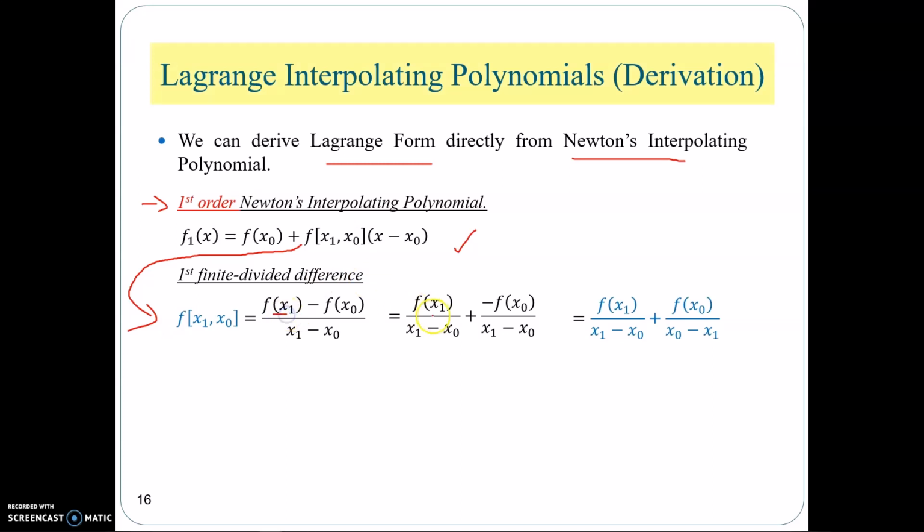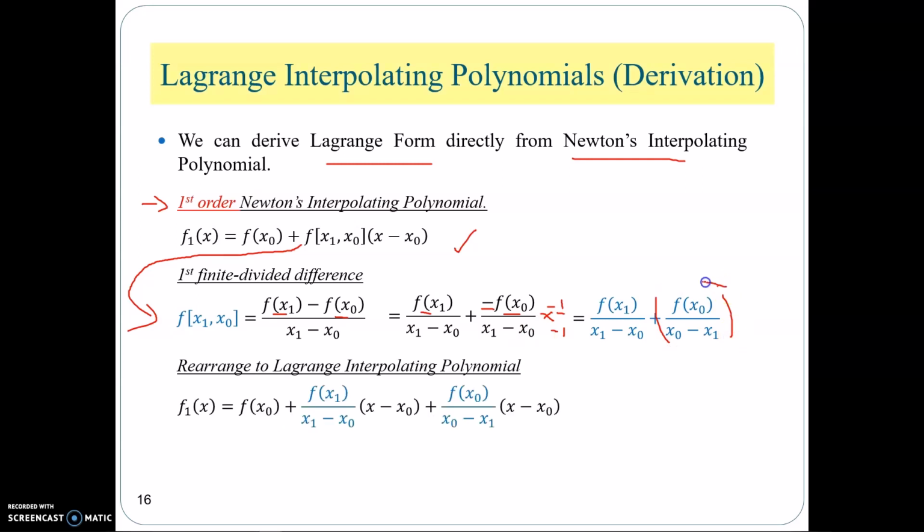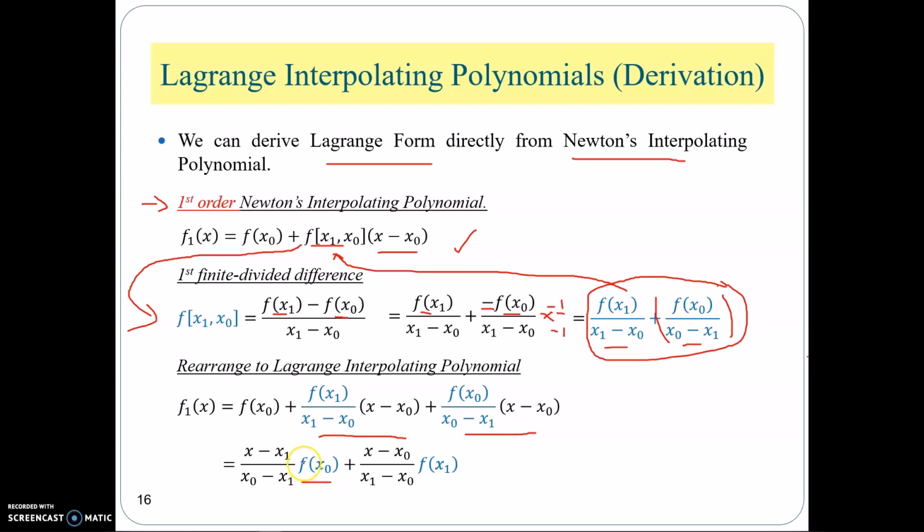Let's separate this into two components, one from here, another one from here. To remove the negative here, you multiply negative 1 on top and divide negative 1 at the bottom. Therefore, you obtain this answer. Substitute back the first derivative approximation equation into this. So this term multiplied with x minus x0, you obtain this. And this term multiplied with x minus x0, you obtain another term here. Then you collect the terms for f(x0) and f(x1). So you succeed in obtaining the first order Lagrange interpolating polynomial.